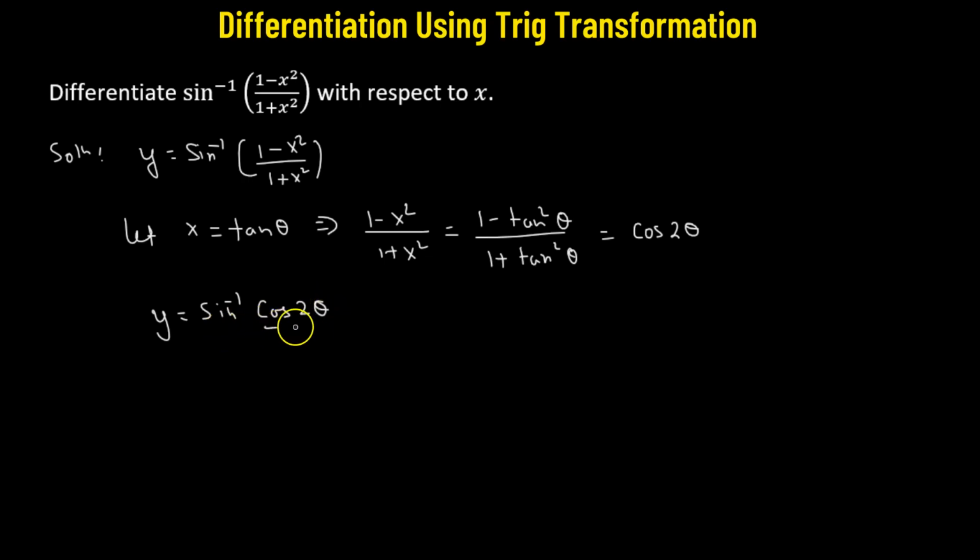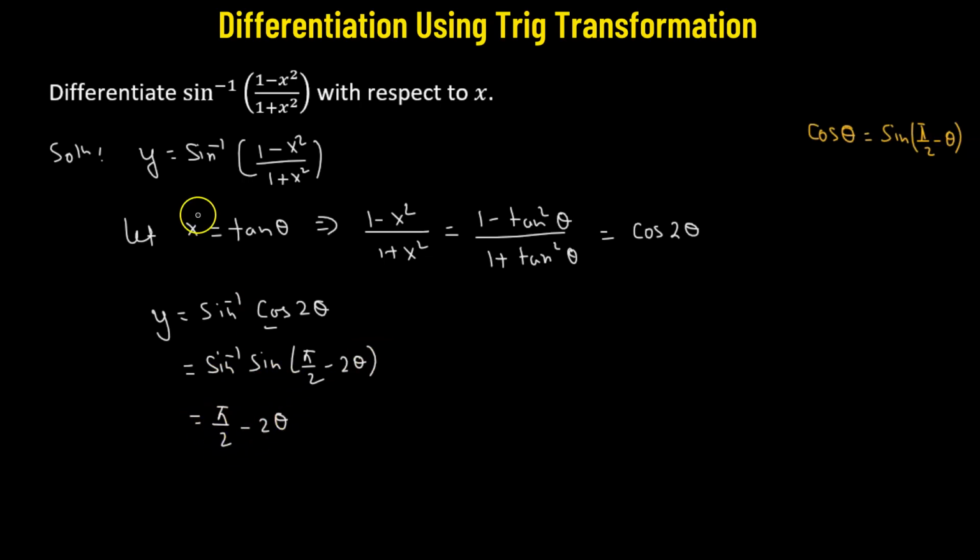However, we need a sine here instead of a cosine. To do that, we're going to use the fact that cosine of theta is given by sine of pi over 2 minus theta. Since we have cosine of 2 theta, in our case, we will have sine inverse of sine of pi over 2 minus 2 theta. Now you can get rid of the sine, which will give us pi over 2 minus 2 theta. Now consider x to be equal to tangent of theta, which means that theta must be equal to tangent inverse of x. Hence, our function y will now be equal to pi over 2 minus 2 times tangent inverse of x.